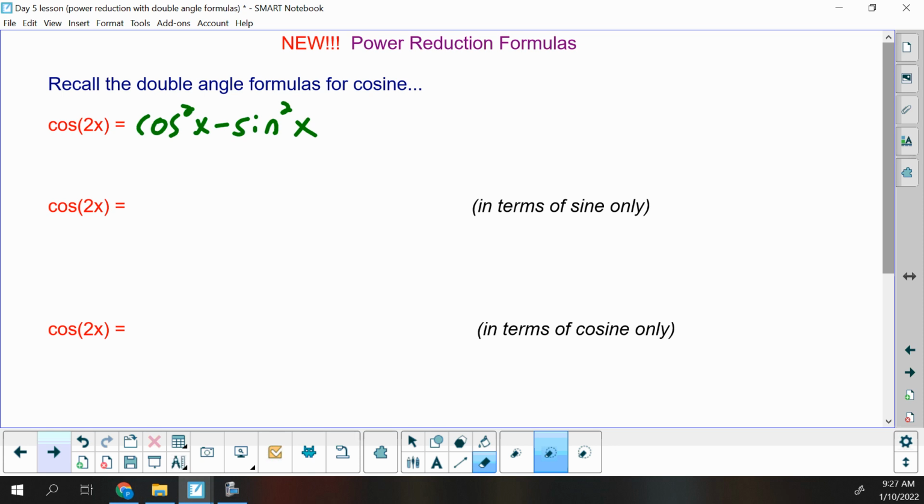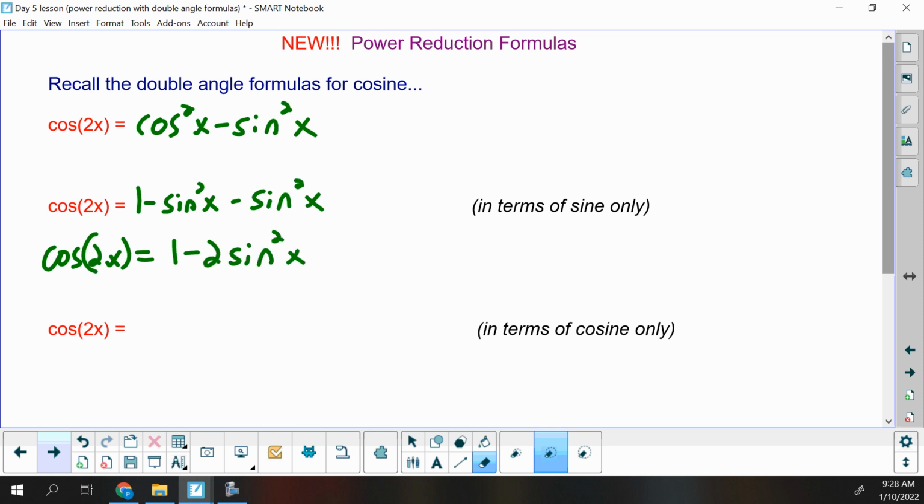Well, let's imagine in that cos squared x minus sine squared x, say we wanted something that only had sines. We could replace that cos squared x with 1 minus sine squared x and bring down the minus sine squared x we also had. This now gives us that cos 2x is 1 minus 2 sine squared x.